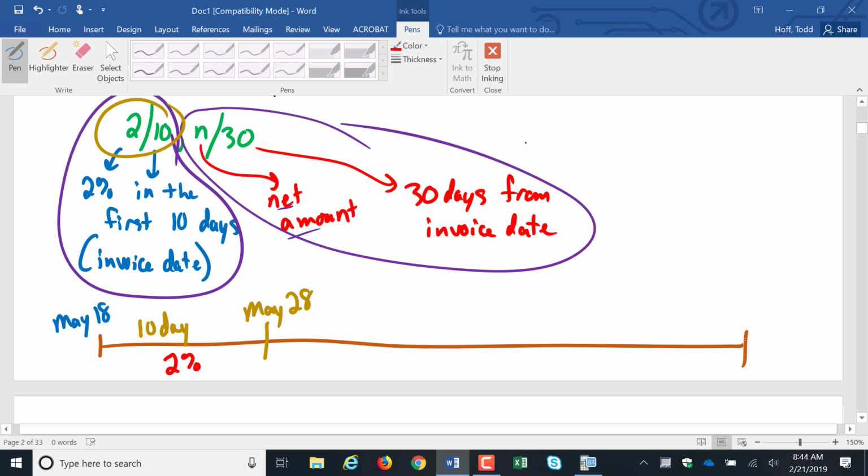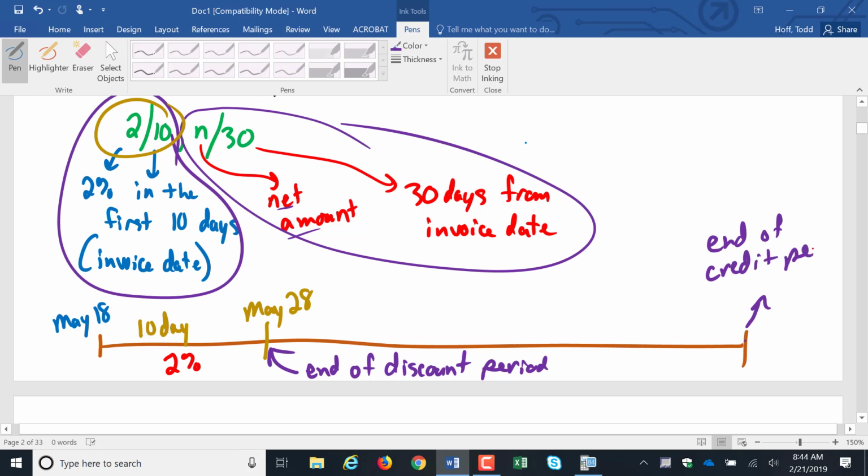And then we have this final date over here. This is the end. So this here that we just labeled is the end of discount period. Over here then, that's the final date. That's the end of the credit period. You have to have the whole bill paid by that point, and that date, because it's net 30, is 30 days from this invoice date of May 18th. 30 days from May 18th would be June 17th.